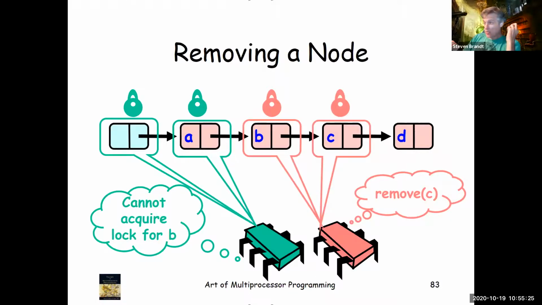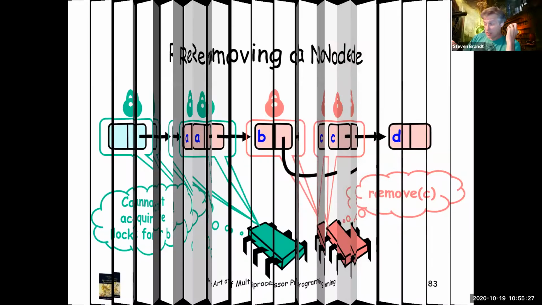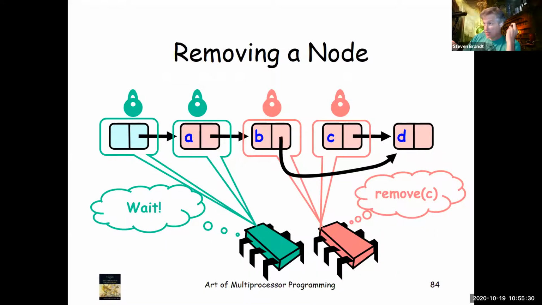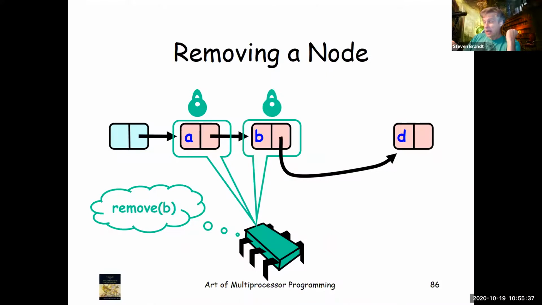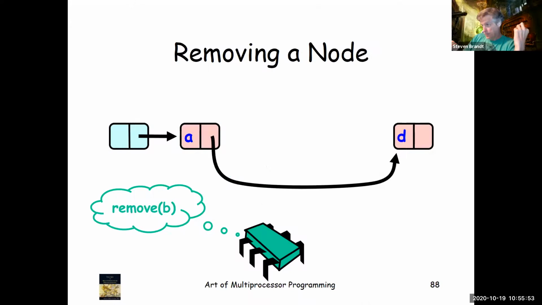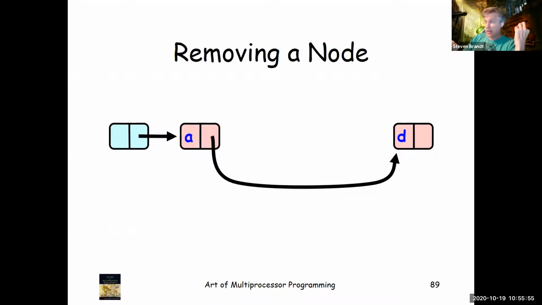Now, the orange one is trying to remove C, and it's holding those two locks. So it's able to look at the value of C's next pointer and then copy that value into B's next pointer, and that will remove C. And now it's done. Because it's freed up the locks, the green processor can get the lock to B. And now, because it's got the locks on A and B, it can look at B's next field and copy that value into A's next field in order to remove B. And that way, we both succeed. Two concurrent removes succeed. Make sense?